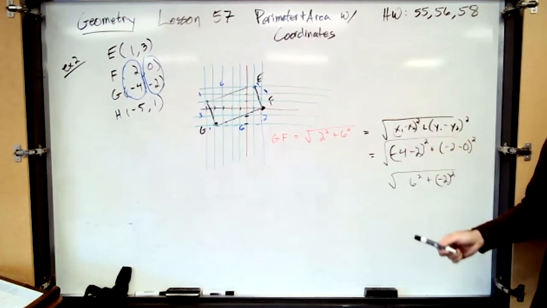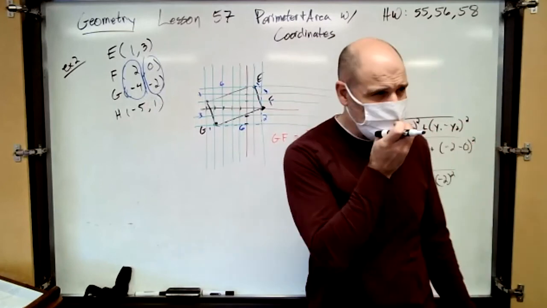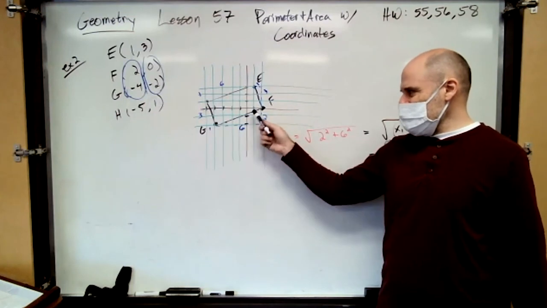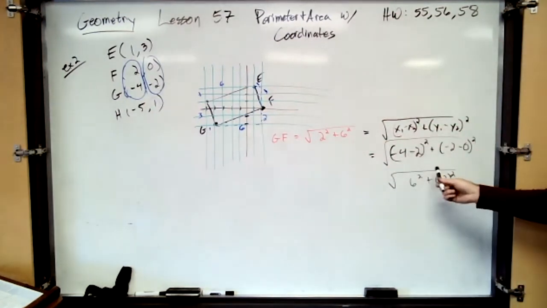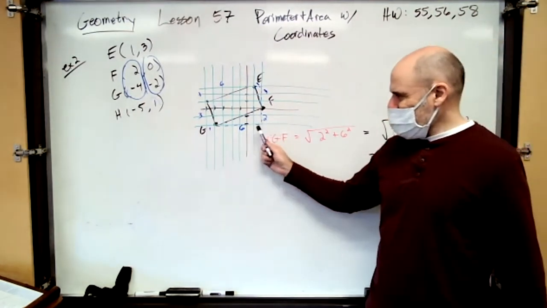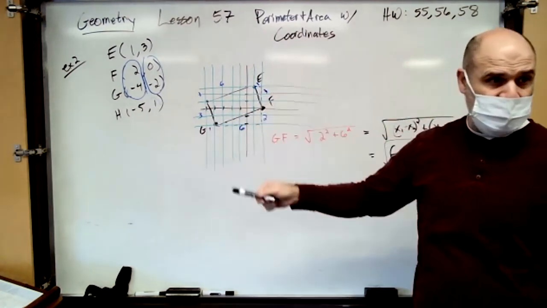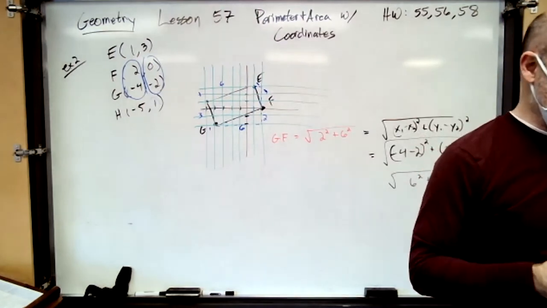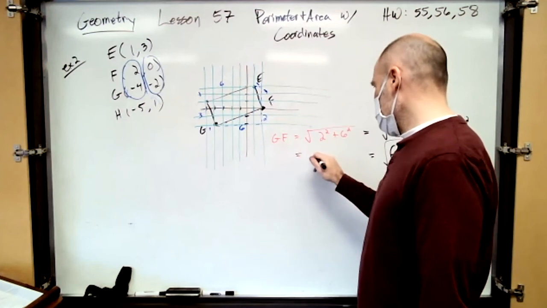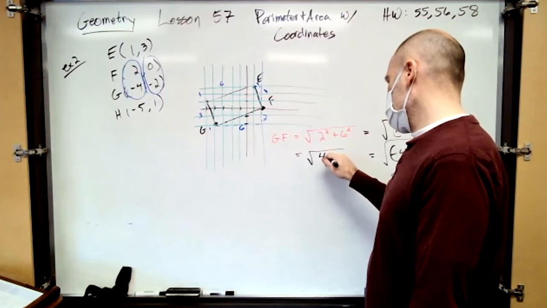This is the distance formula, so you don't even have to graph it to do that, but it's nice to see the visual, right? But if you're graphing it, you might as well draw your triangles and just use the Pythagorean theorem, because that's really what the distance formula is. So this calculates, remember, how left or right you go is subtracting the x's, and how far up and down you go is subtracting the y's. That's it. All right, so GF is square root of 36 plus 4, which is 40.